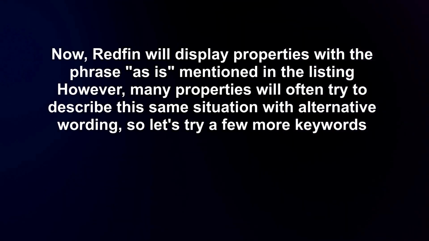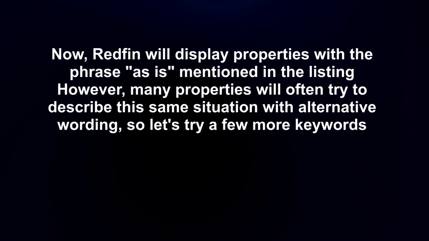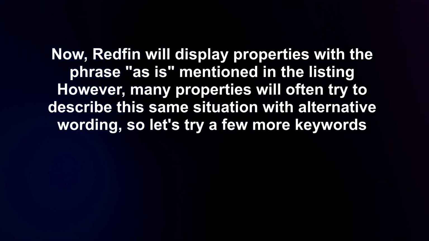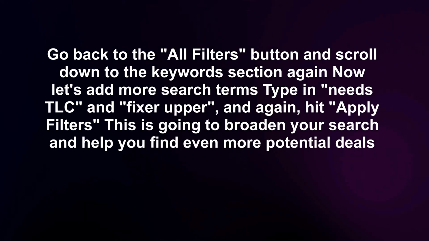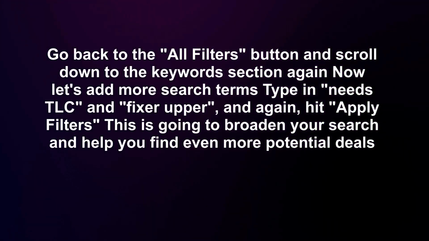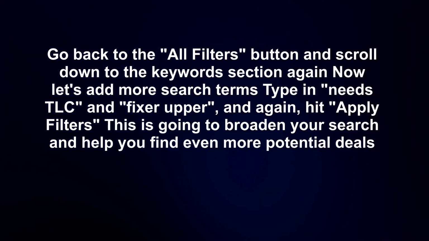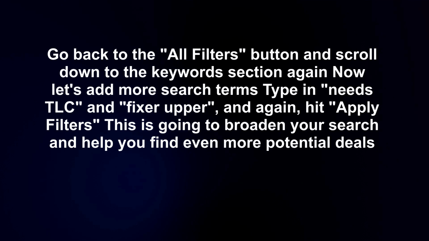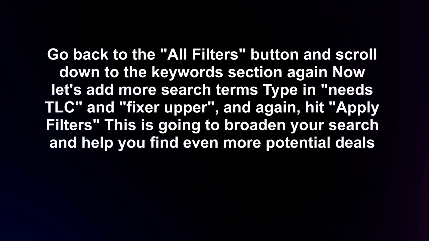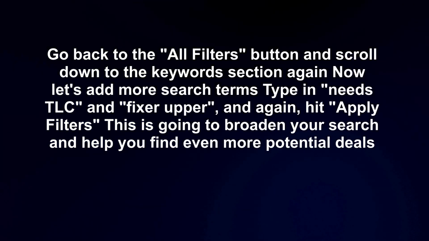Now, Redfin will display properties with the phrase "as is" mentioned in the listing. However, many properties will often try to describe the same situation with alternative wording. So let's try a few more keywords. Go back to the All Filters button and scroll down to the Keywords section again. Now let's add more search terms. Type in "needs TLC" and "fixer upper," and again, hit apply filters. This is going to broaden your search and help you find even more potential deals.